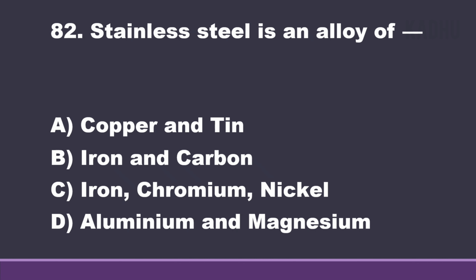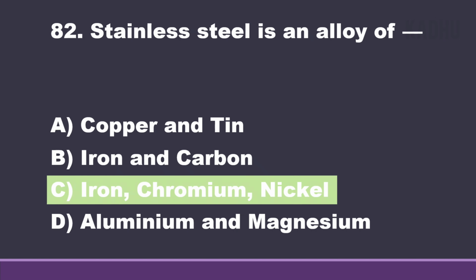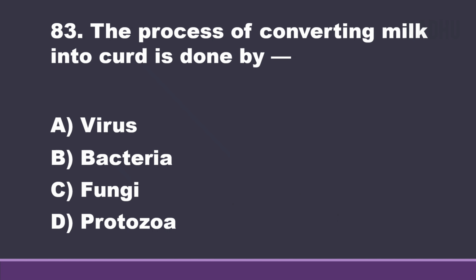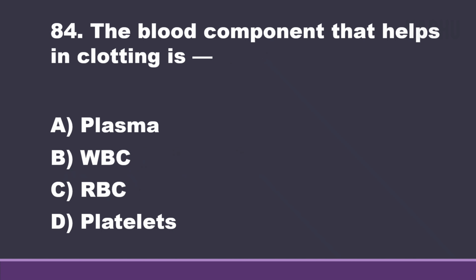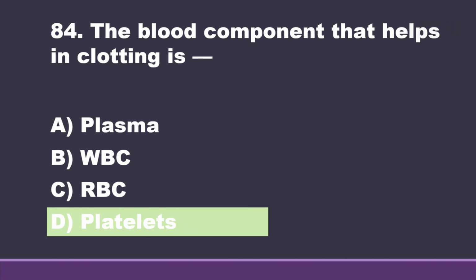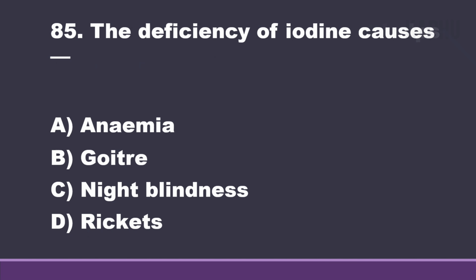Stainless steel is an alloy of, so option C will be the correct answer. Iron, chromium and nickel. The process of converting milk into curd is done by, so option B will be the correct answer. Bacteria. Next question. The blood component that helps in clotting is, so option D will be the correct answer. Platelets help in blood clotting.